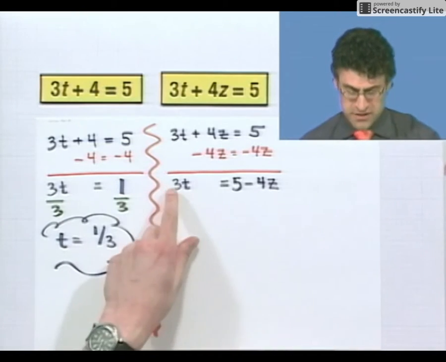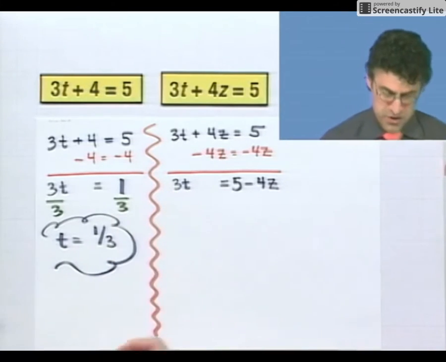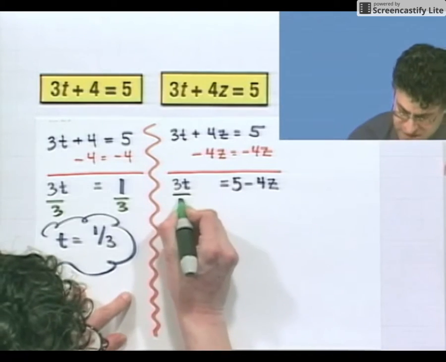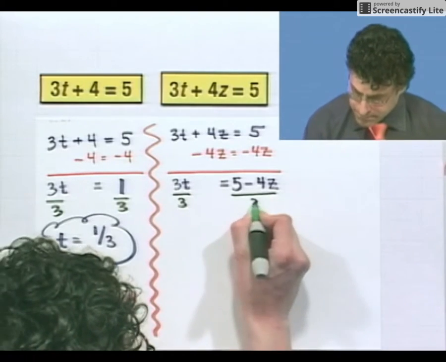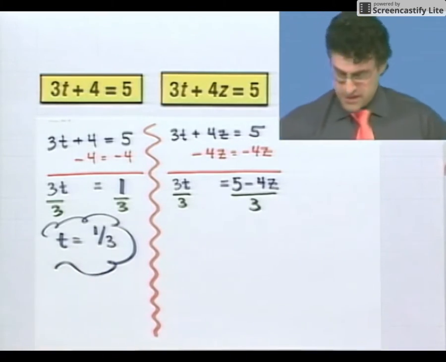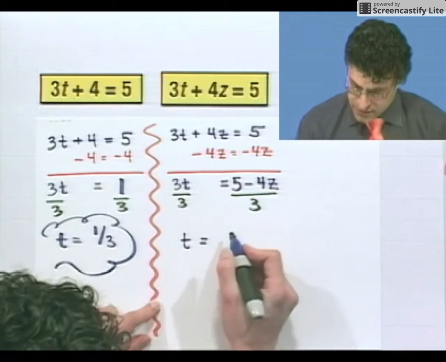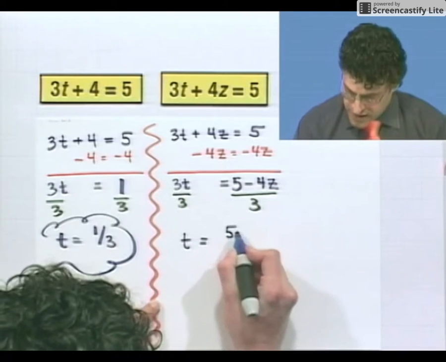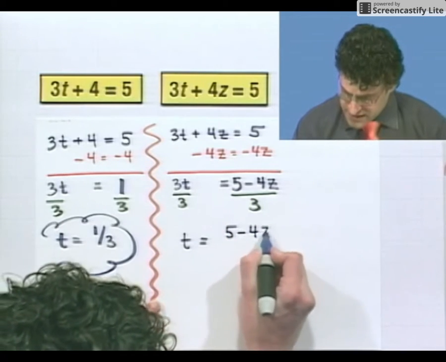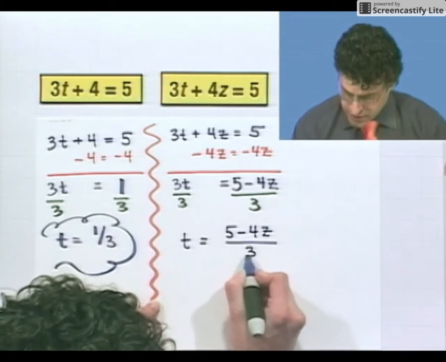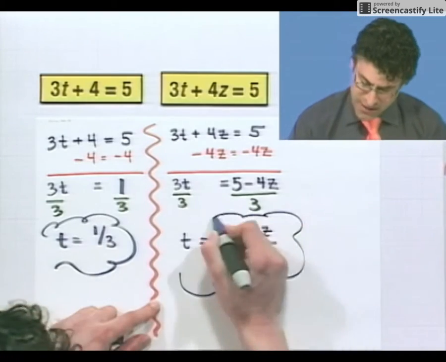Now, I want to solve for t, so I want to get t by itself, which means I should divide both sides by the 3 that's multiplying the t. And what I'm left with is, well, 3t over 3 is just t. And on the right-hand side, I see 5 minus 4z all divided by 3. And that's the answer. Now, how do these relate?